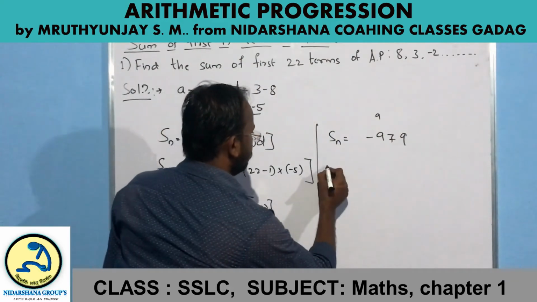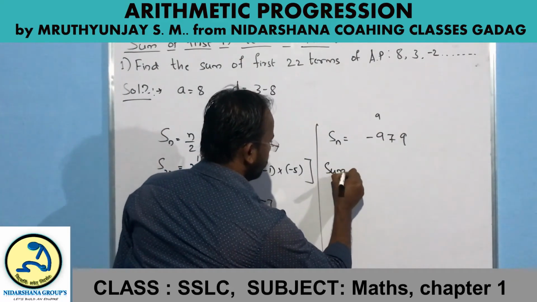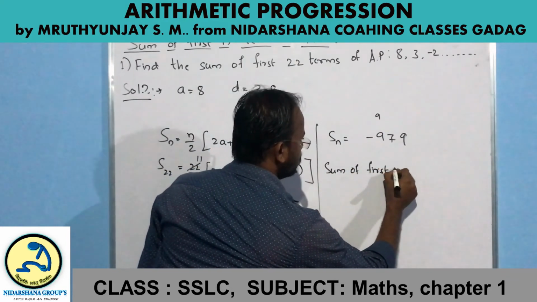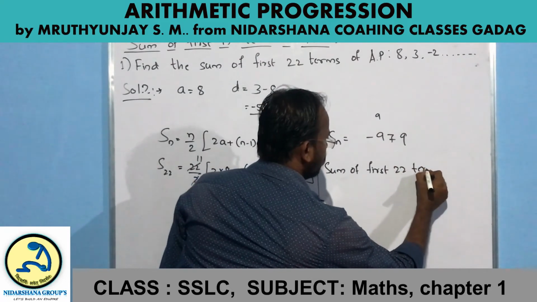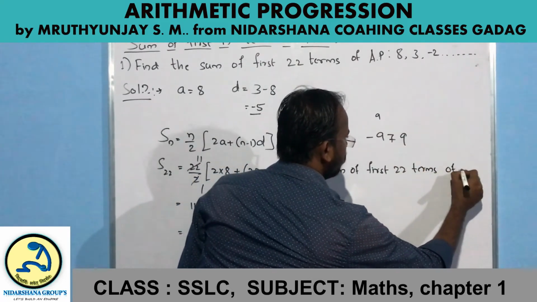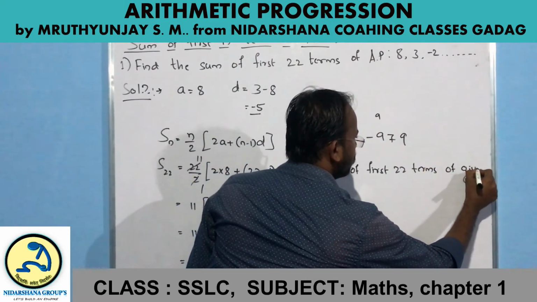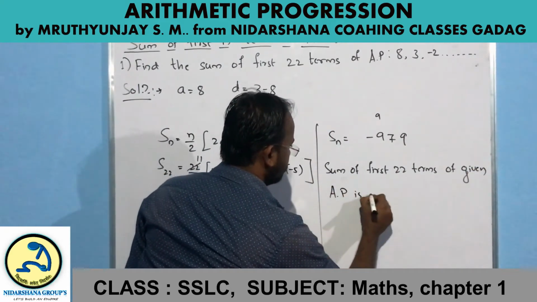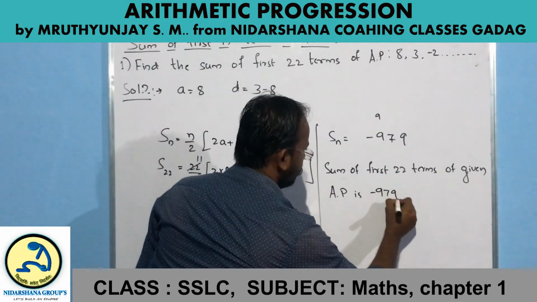So we can write sum of first 22 terms of given AP is minus 979.